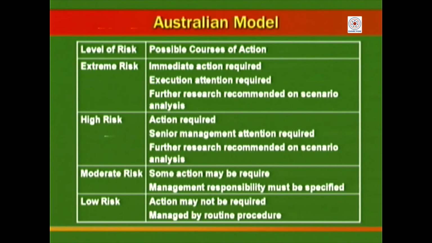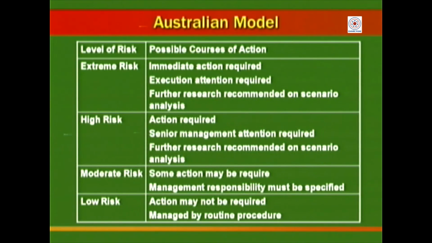Now you see there are 4 levels: extreme risk, high risk, moderate and low risk. If you see the extreme risk, you will find that immediate action is required, executive attention is required, and further research is recommended on scenario analysis. If you go to the high risk, action is required of course, senior management attention is required and further research is recommended on the scenario analysis. Moderate risk, some action may be required and management responsibility must be specified. And then low risk, action may not be required and it is managed by routine procedure.